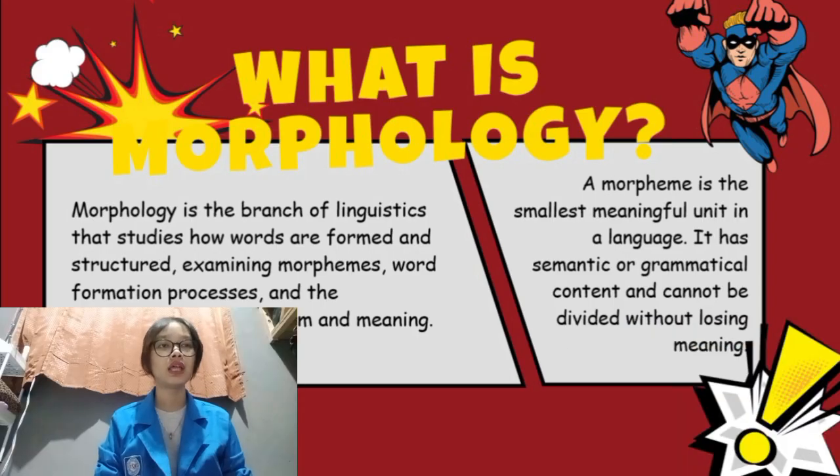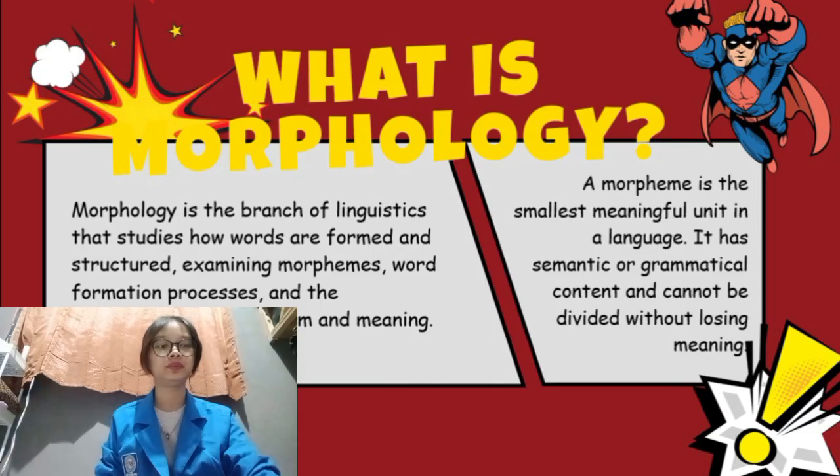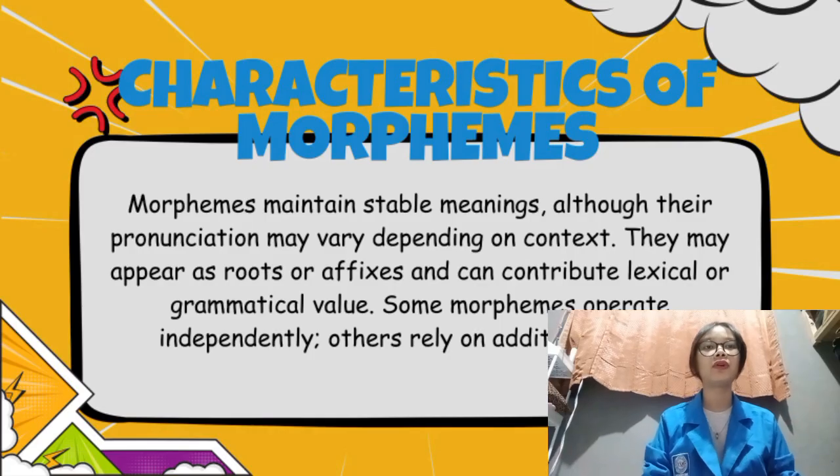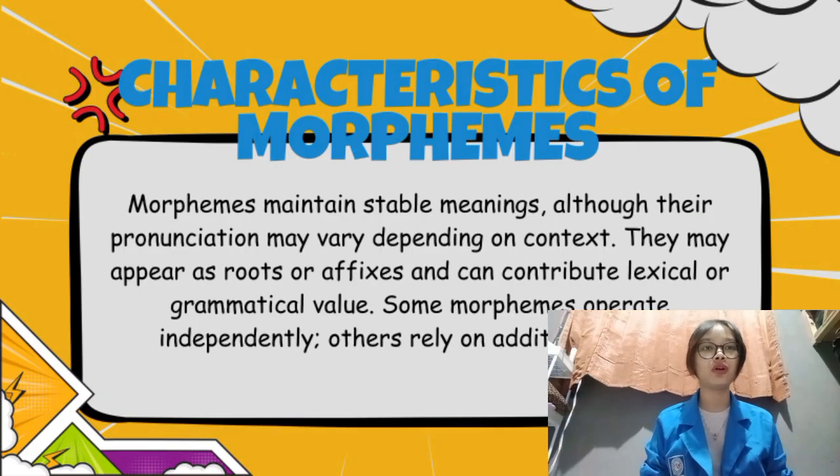A morpheme is the smallest meaningful unit in a language. It has semantic or grammatical content and cannot be divided without losing meaning. Characteristics of morphemes: morphemes maintain stable meanings, although their pronunciation may vary depending on context. They may appear as a root or affixes and can contribute lexical or grammatical value. Some morphemes appear independently, others rely on additional forms.